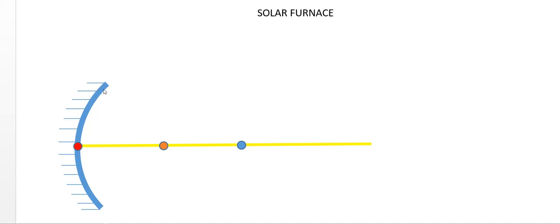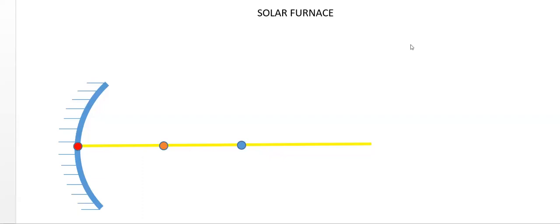Here we can see a concave mirror with the reflecting surface on the left side. So, if light comes from infinity and falls on a concave mirror, we know that these rays will converge on the focus. So here we are talking about a solar furnace. We know what is a furnace. A furnace is a place where generally metals are melted to their liquid state.